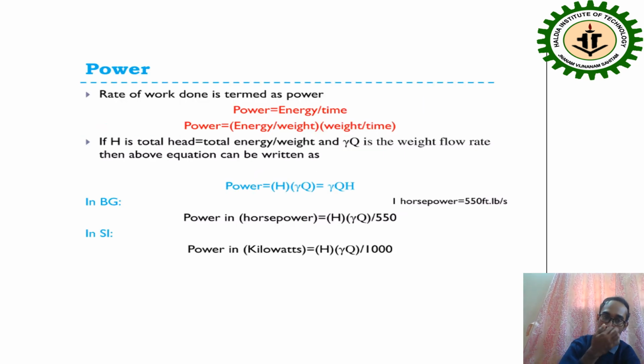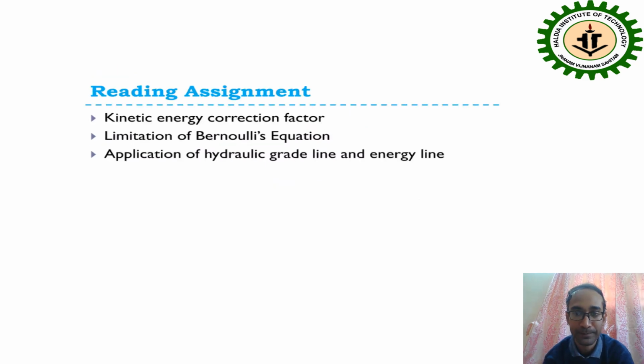Now power. The rate of work done is termed power. So power is energy per time, that is, energy by weight times weight by time. So we can say H into gamma into Q. H is the total energy by weight, and gamma Q is the weight flow rate. Then the equation becomes H into gamma into Q. So Q gamma H is power. In SI units it is kilowatts, in BG units it is horsepower.